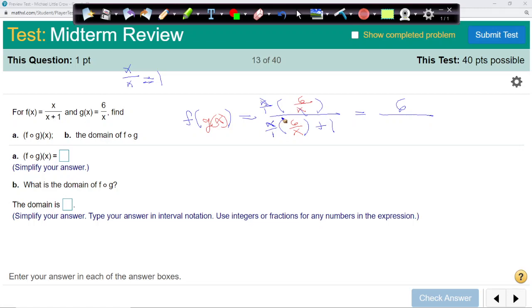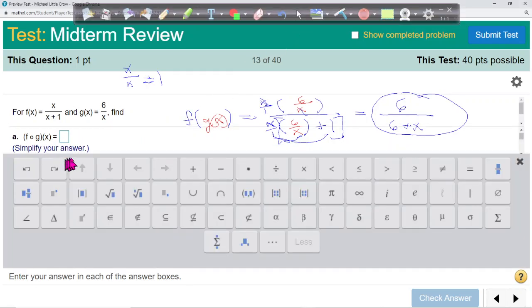This we have to distribute to both of these, so the x's are going to cancel, so we get 6, and then x times 1. So this complex fraction really simplifies down to just 6 over 6 plus x. That's going to be a lot easier to work with. Okay. So that's our function, and then we'll come back and talk about the domain once we get this entered in.